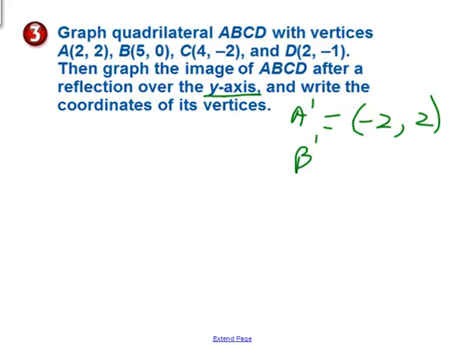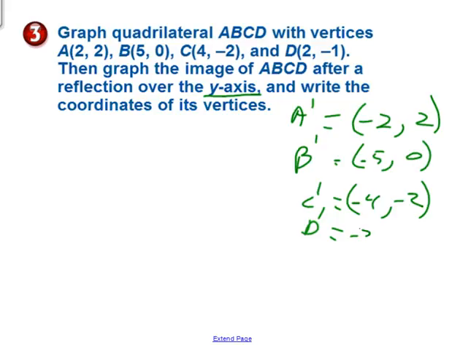B prime becomes -5 and 0. C prime becomes -4, comma, -2. And D prime becomes -2, comma, -1. This is the reflection over the y-axis. The x values change. I'm not going to graph that. I'm confident that you can graph both of those.